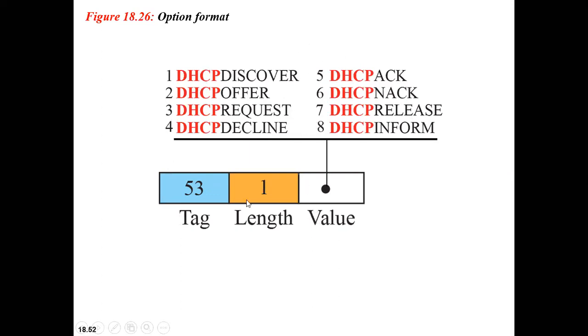In this example, if the tag is 53, the length will be 1, and the value is DHCP: discover, offer, request, decline, acknowledgement, not acknowledge, release, inform, all those things. Is this clear?